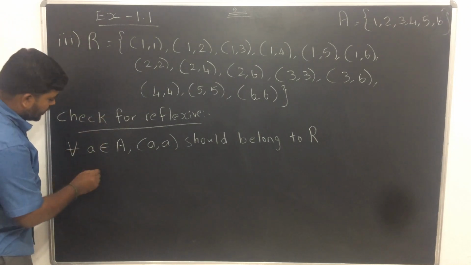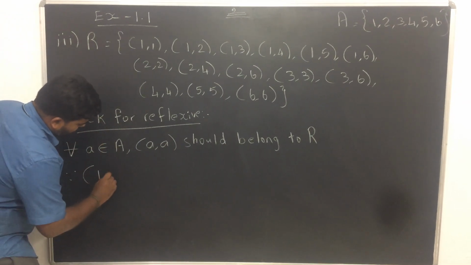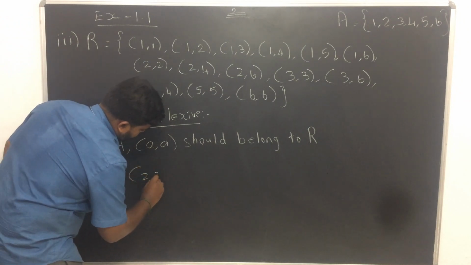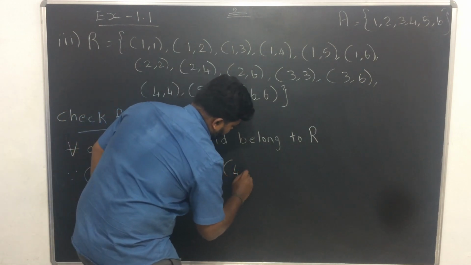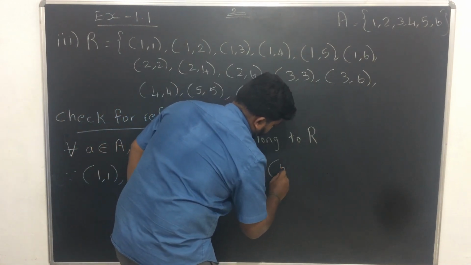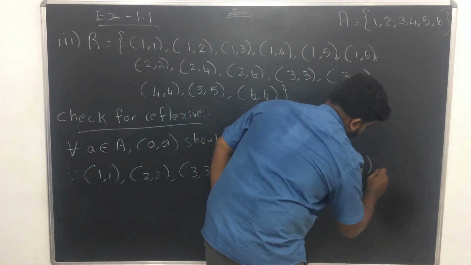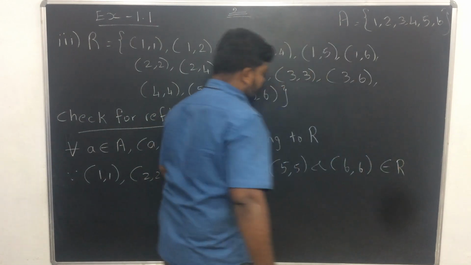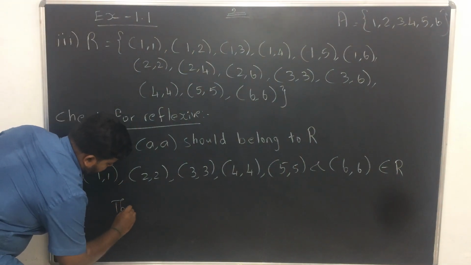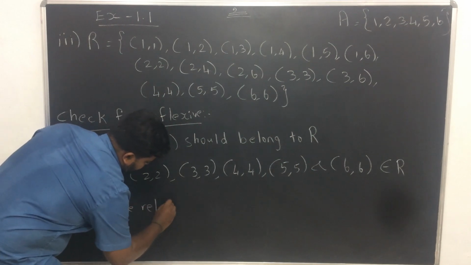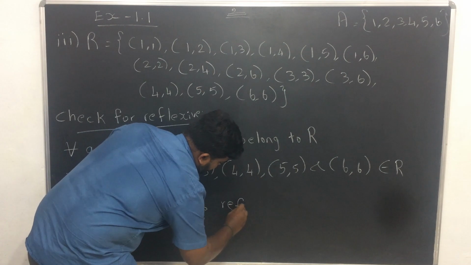Now, how do we write? Since 1 comma 1, 2 comma 2, 3 comma 3, 4 comma 4, 5 comma 5, and 6 comma 6 belong to R, since these pairs belong to R, the relation is reflexive.